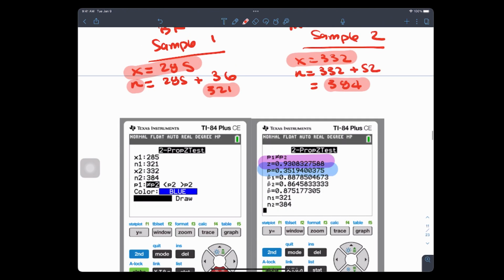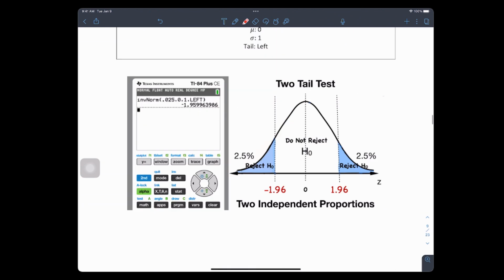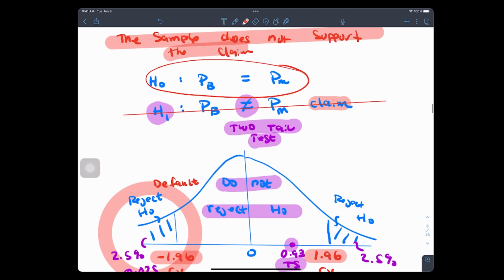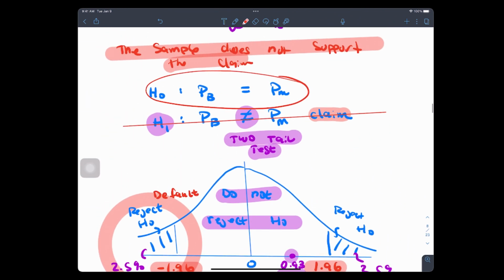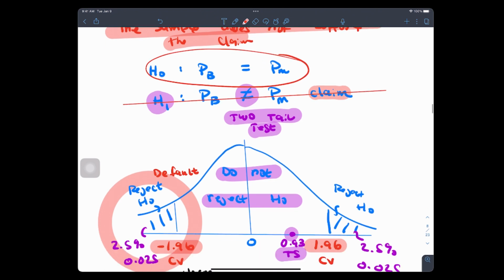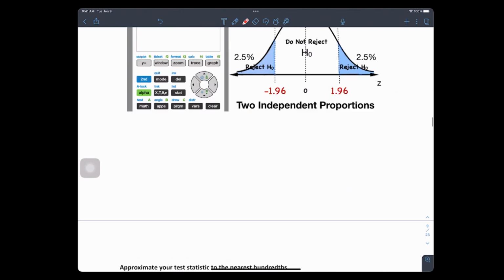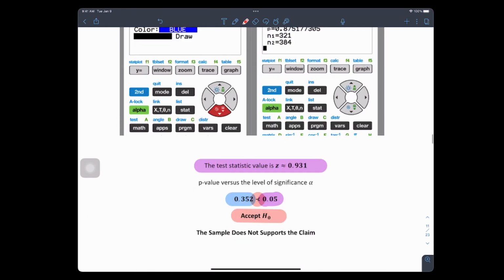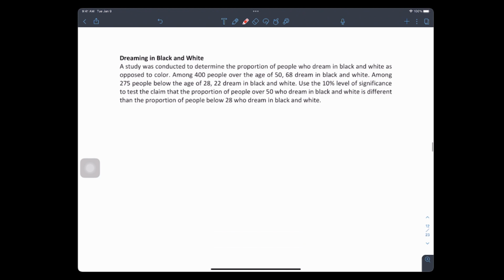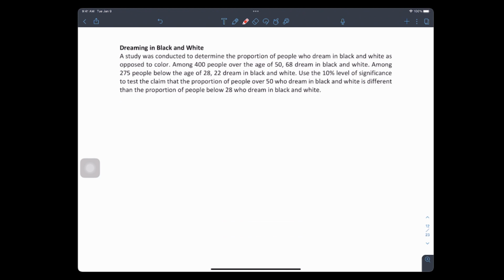Automatically accept the null. Did we do that? We sure did. The conclusion's the same, though. Sample does not support the claim. What do you guys think? Not too bad? This is, like I said, a very powerful test because we care about proportions being the same and different.